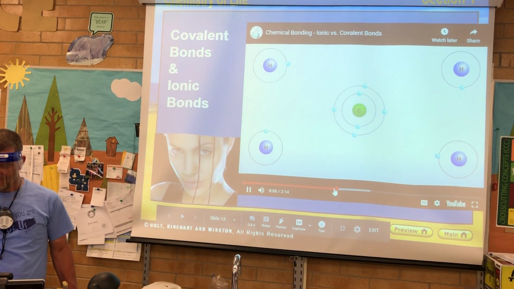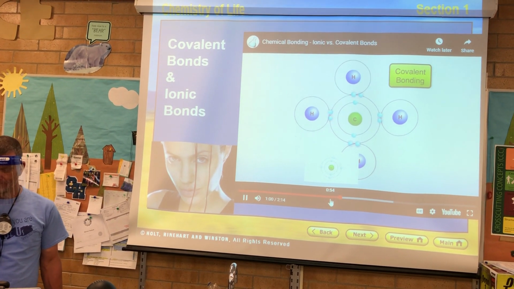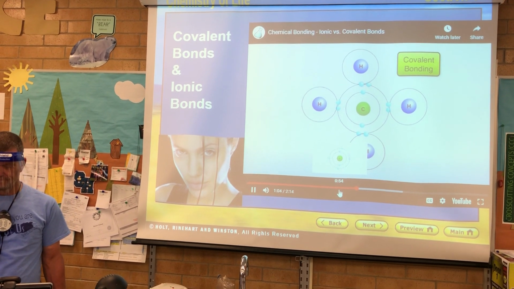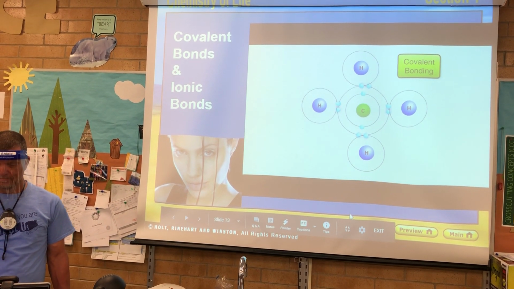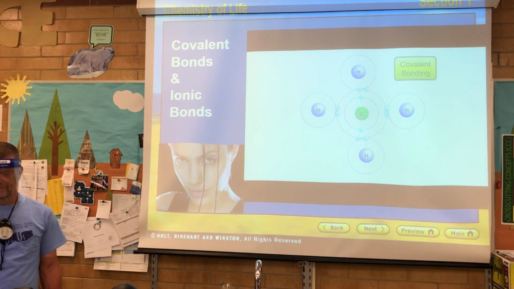Four hydrogen atoms come together and share their electrons. Carbon achieves an octet of electrons. Note that each hydrogen in this compound achieves 2 electrons in its outer shell. This is the stable configuration of the first electron shell.